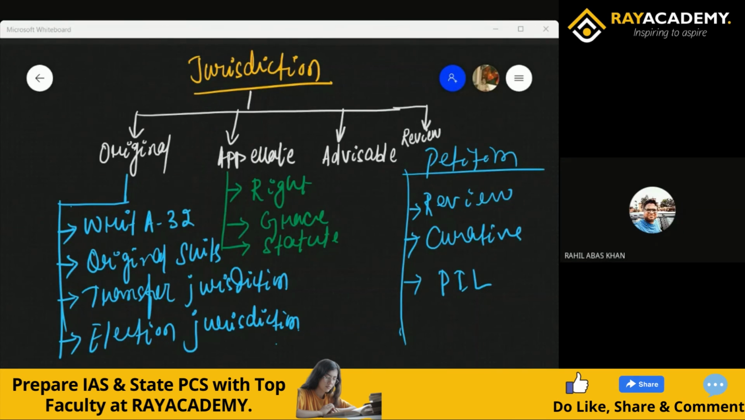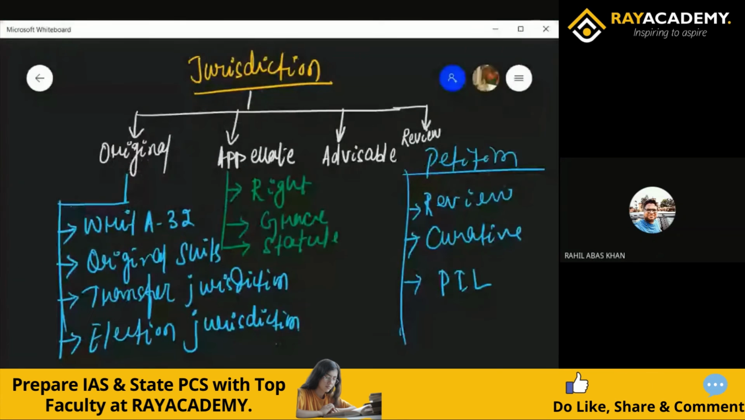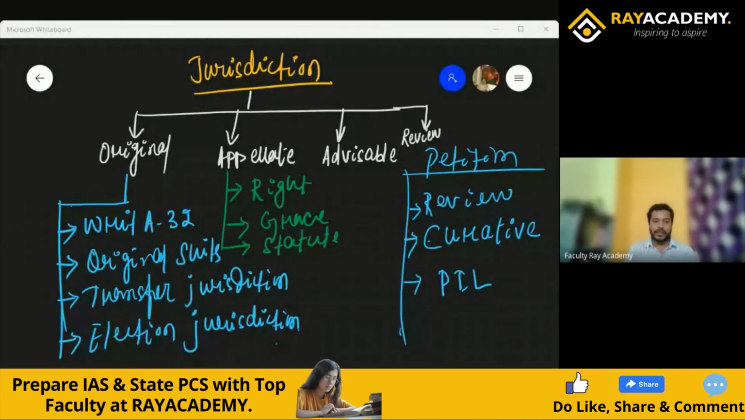सर ये रिव्यू पिटिशन पर कौन लिखा है जी सर? क्यूरेटिव. क्यूरेटिव स्पेलिंग सर कौन लिखा है जी? ओके सर, ओके. ठीक है, let us discuss now. All right. I think okay.